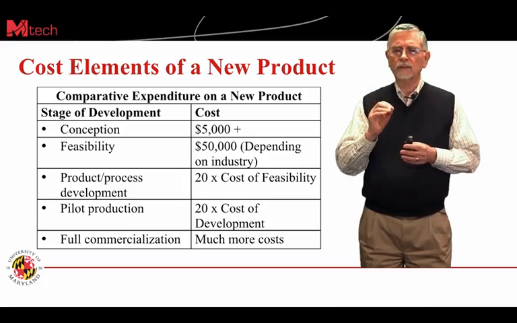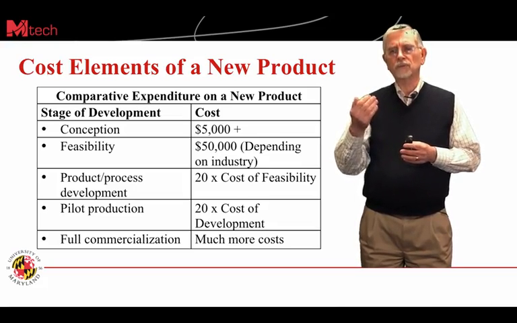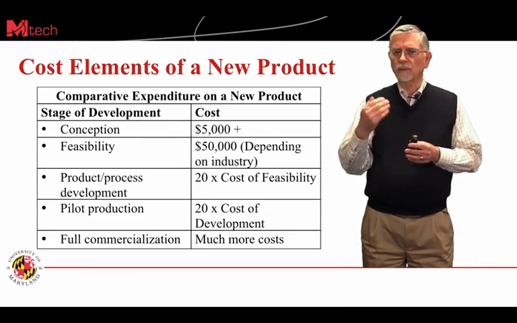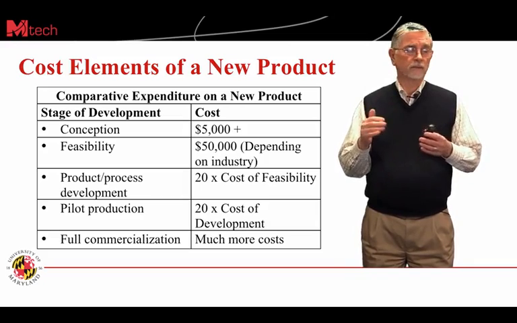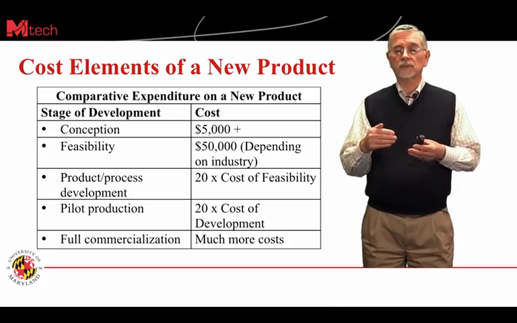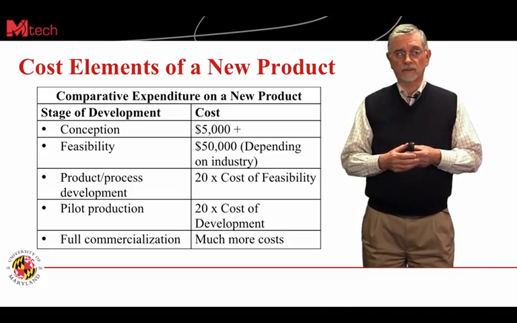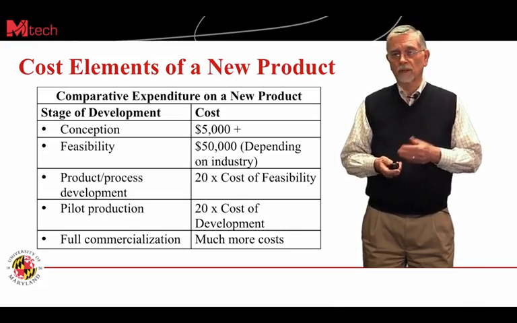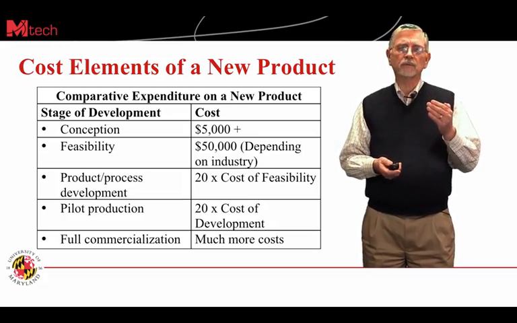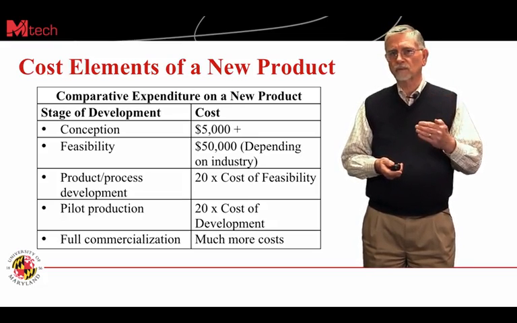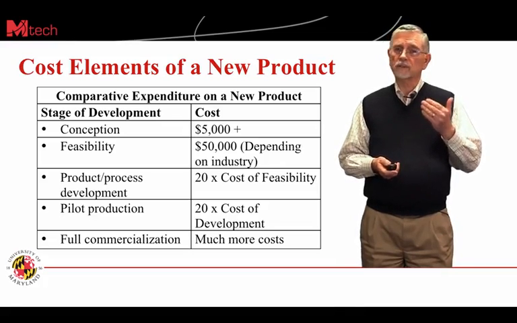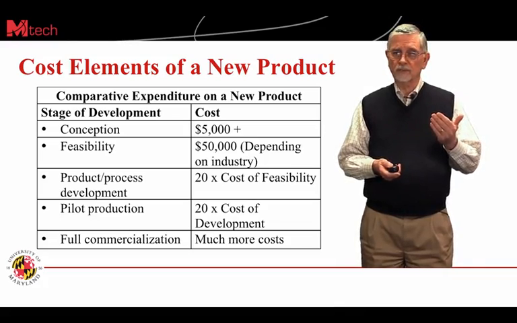Then you go to product and process development, and then you have a major leap in cost, 20 times the cost of feasibility. Then you go to pilot production, which is really still not full production, and it's 20 times the cost of development. And then you go to full commercialization, which is a very, very big investment. And so the costs are much, much greater. And so you can see in this progression of costs, it's relatively inexpensive to consider an idea, but very, very expensive to actually carry that idea forward to full production. And so this is a factor to consider in the new product development process.